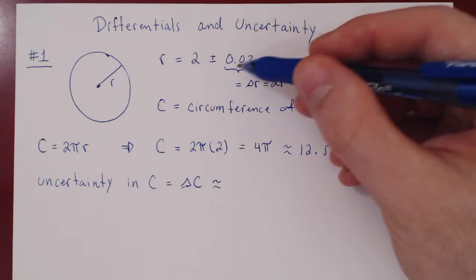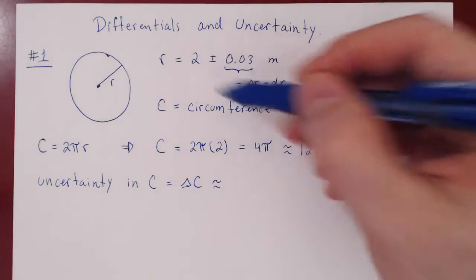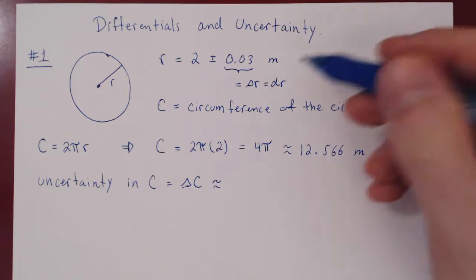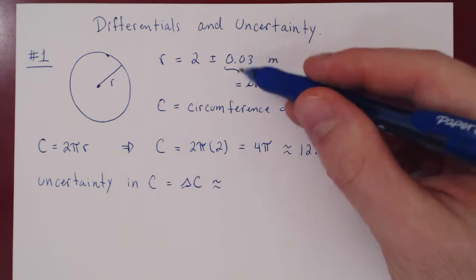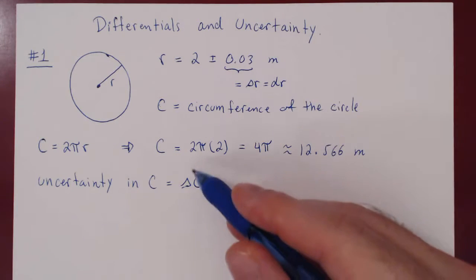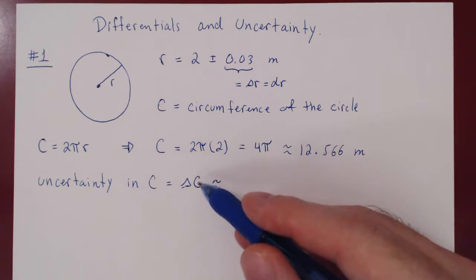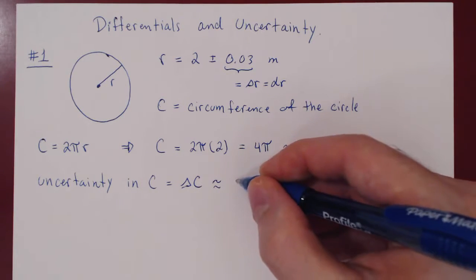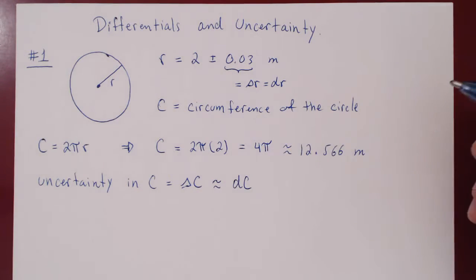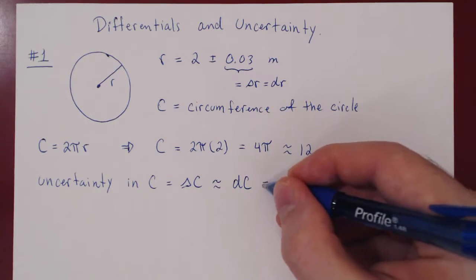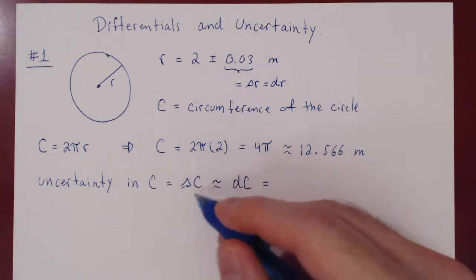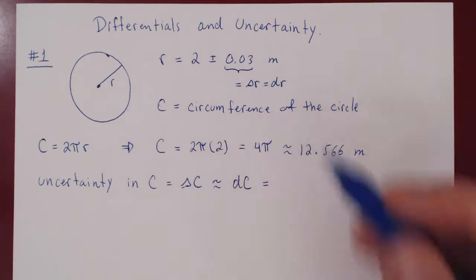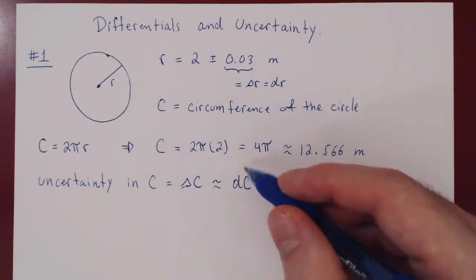And because we have a small error in the independent variable, delta r, which is fairly small compared to the measurement, right? 0.03 meters is small compared to 2 meters. So delta C, the exact change in the circumference, the uncertainty, will be very close to the differential. And now we find our differential, which will give us a pretty good estimate of the uncertainty in our circumference.